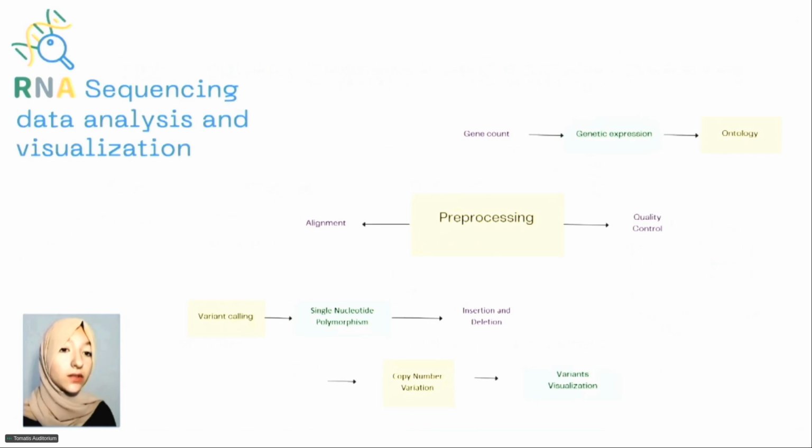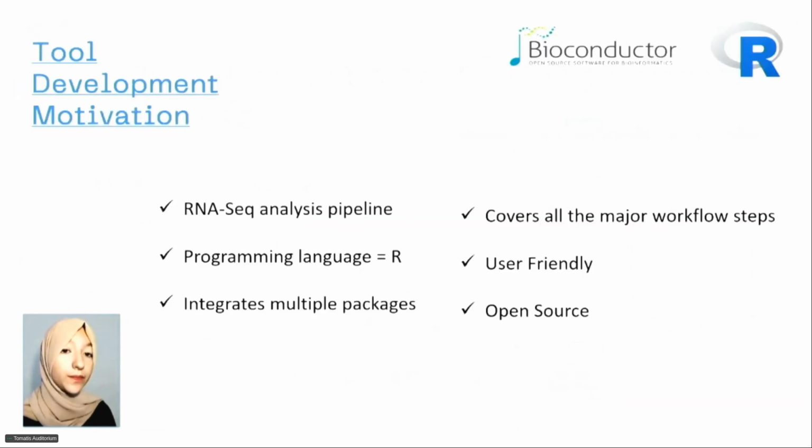RNA sequencing is a fundamental technique in biological research, providing comprehensive insight into gene expression and regulation. However, despite its importance, RNA sequencing data analysis presents several challenges, especially for beginners and non-data scientists, due to the overwhelming multitude of tools, pipelines, and programming languages available, which requires a significant amount of experience to navigate effectively. To address these challenges, our team decided to develop a comprehensive RNA sequencing data analysis pipeline.